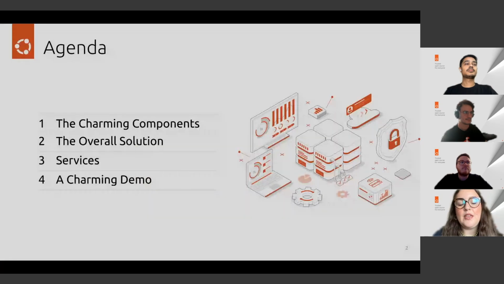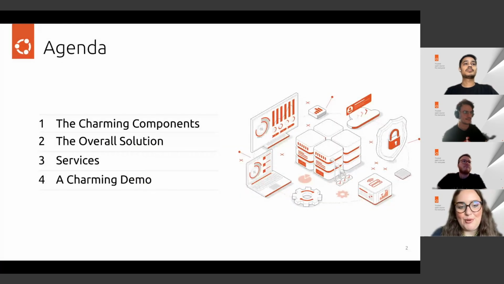So first of all, we will talk about what we call the charming components, so the components that make up the full solution. And then we will have a higher level look at the overall solution, what it's made up of and how it works in general. We'll look at the enterprise services that we can offer on the solution. And last but not least, we'll offer a very fun demo that you can run on your own machine or in your lab environment. All right, so let's dive into it. So I'll give it to Alex for the charming component.